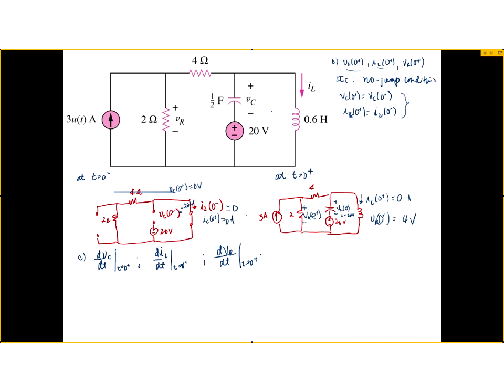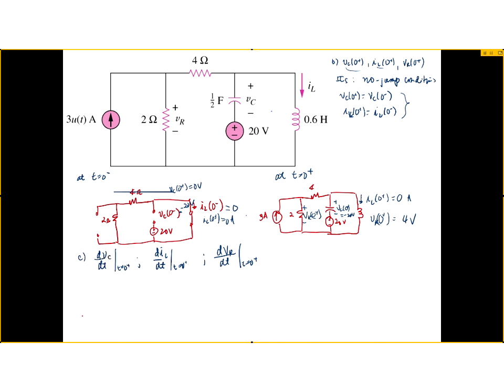Okay, so let's find dVc/dt at t equals 0 plus, dIL/dt at t equals 0 plus, and dVR/dt at t equals 0 plus. And which circuit do we look at? It's the same circuit at t equals 0 plus. That's why I don't have a lot of room here, but I'm going to do it right here, because I'm going to be looking at this. Now, in finding dVc/dt and dIL/dt, those are actually easier to do.